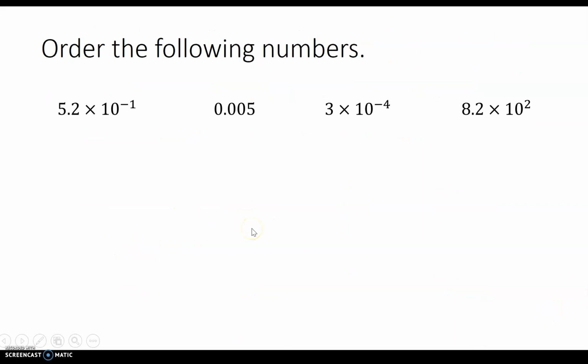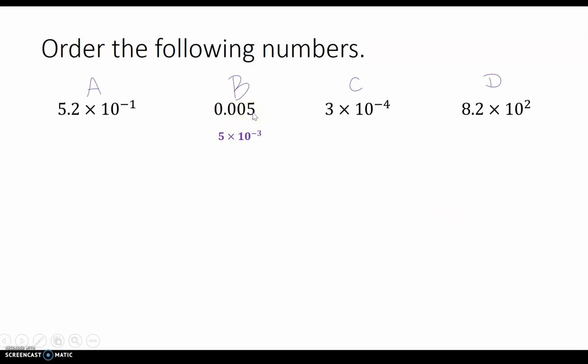And one more problem. This one doesn't have any kind of context, but if you were ever asked to order a couple numbers, I would look at whether you have more numbers in scientific notation or more numbers in standard form. So with this example, we have 3 numbers in scientific notation and just 1 in standard form. So my suggestion is to take the number that's in standard form and convert it to scientific notation.